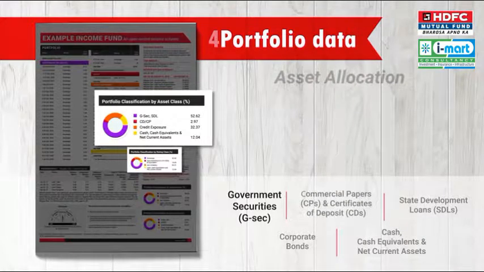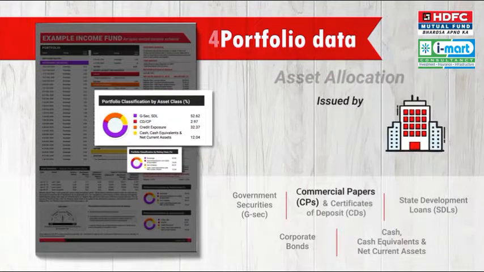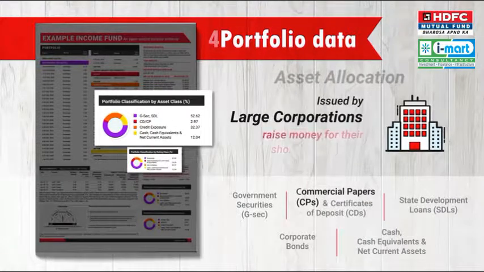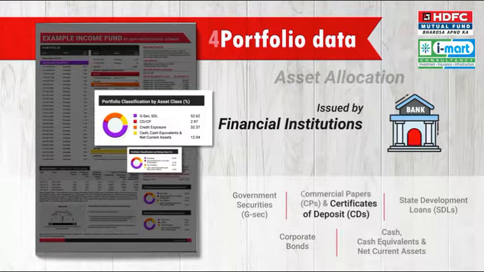Government securities are issued by central government or state government and carry negligible default risk. Commercial papers are issued by large corporations to raise money for their short-term liquidity needs and are considered very safe. Certificates of deposit are issued by financial institutions, provide easy liquidity, and carry very low default risk.